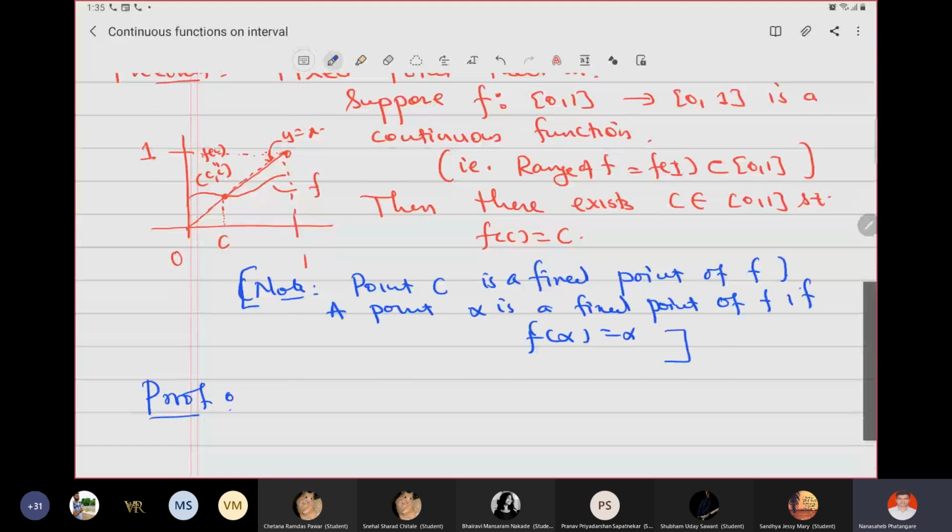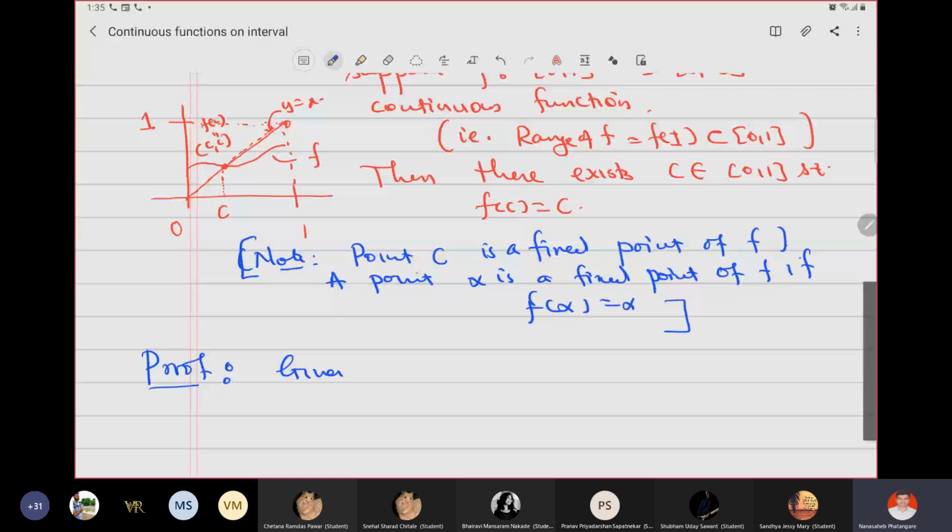So what is given? f is defined from [0, 1] to [0, 1]. Secondly, f of x belongs to [0, 1] for every x in the domain, that is, 0 is less than or equal to f of x, which is less than or equal to 1, for all x. Every value lies between 0 and 1. Fine. So what is our claim? There exists c between 0 and 1 such that f of c is equal to c.